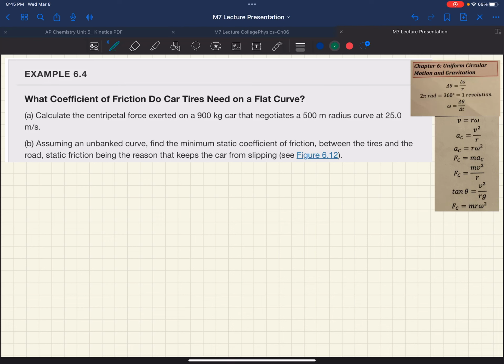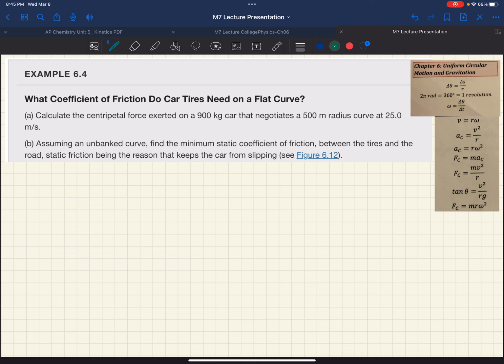I'll go ahead and work 2 more examples, and these will both be quite different from the last 2 that I worked. So here we're going to combine the concept of friction and the friction problems with circular motion. So in part A, we're going to calculate the centripetal force instead of the centripetal acceleration, which is exerted on a 900 kilogram car that negotiates a 500 meter radius curve at 25 meters per second.